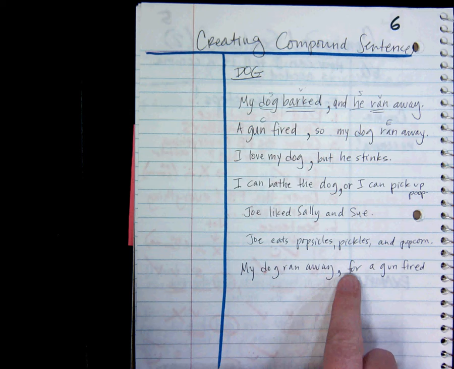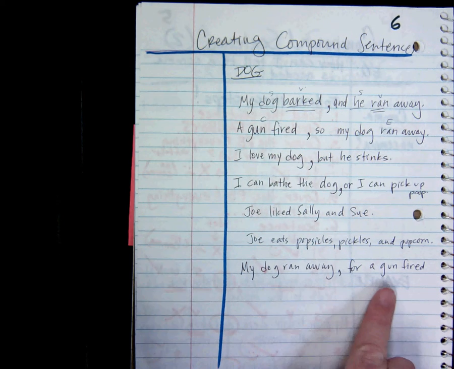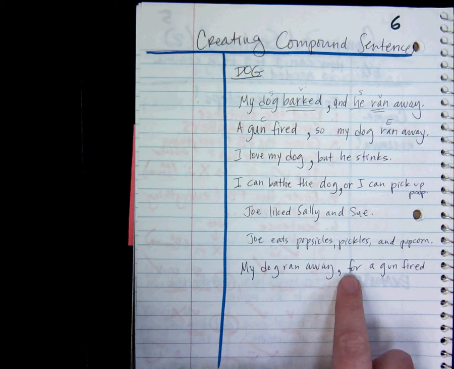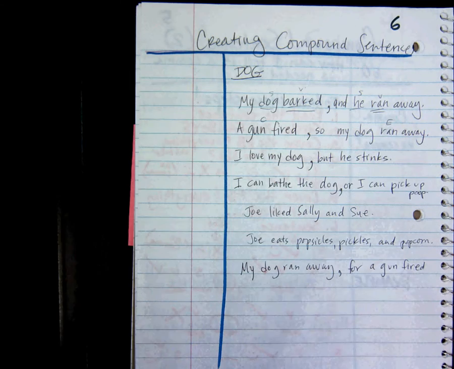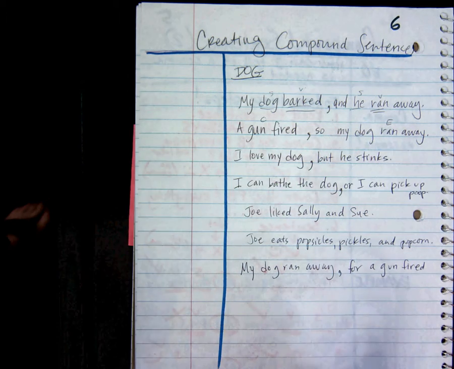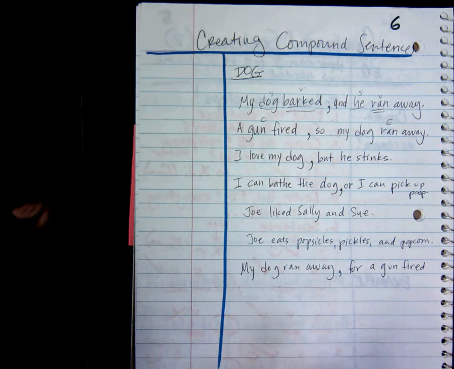You can always tell if for is being used right because you could say because. My dog ran away because a gun fired. But if you have because in there, you're never going to have a comma in front of it. But that's a lesson for next week. So don't freak out. Or for a couple of days from now. So don't freak out. All right.